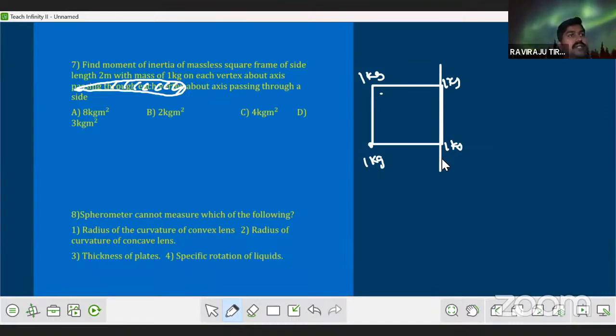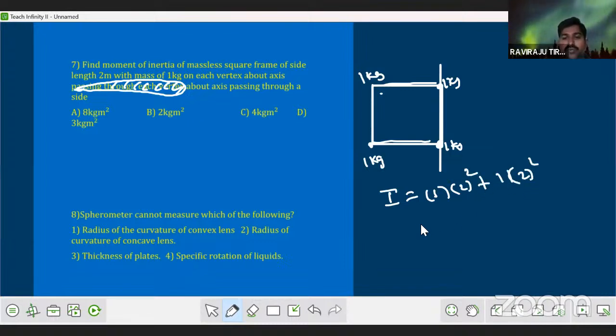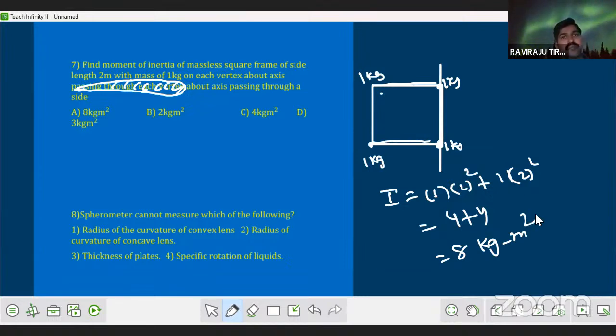Adding the four. For 2 masses already on the axis, the perpendicular distance of those points from the axis is 0. So we remove two. For the remaining two, the perpendicular distance is the side length, 2 meters. So I equals m1 r1 squared plus m2 r2 squared, that is 1 into 2 squared plus 1 into 2 squared. So that will be 4 plus 4. Finally, it is 8 kg meter square, the unit of moment of inertia. Is it simple?